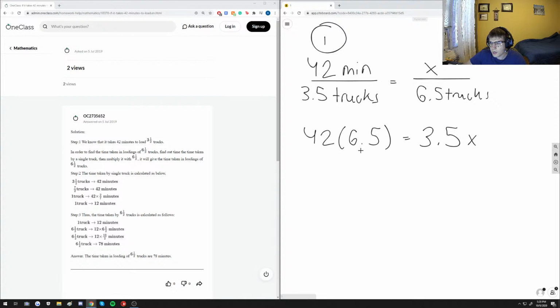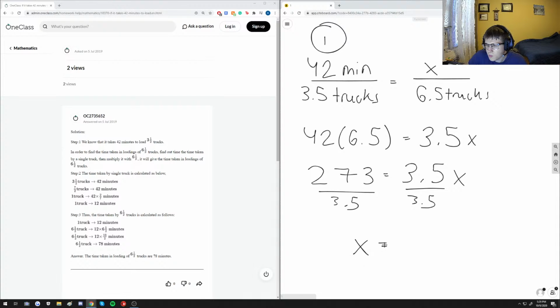So if we carry out this multiplication, this is 261, I believe. Hopefully I got that right. So oh no, it's not actually. One second, let me just, okay, it's 273. I apologize. So 273 is equal to 3.5x, and then if we divide by 3.5 on both sides, we get the number of minutes. So dividing by 3.5 here, we see that x is equal to 78 minutes. And that would be our answer.